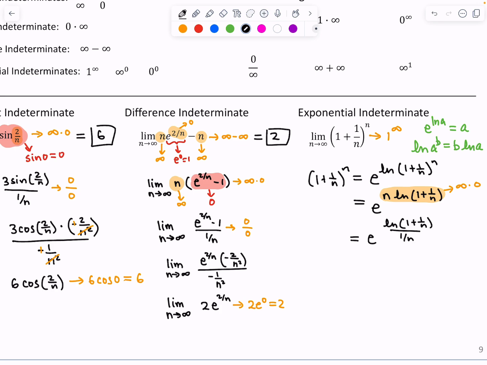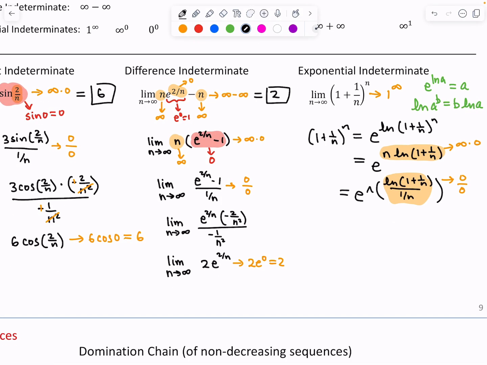And our exponent is starting to get a little unwieldy, so it can be helpful to do something like this and say e raised to the, and then just put all this in parentheses. As a function, this exponent now approaches a natural log of 1, which is 0, over 1 over infinity, which is also 0. So we can use L'Hopital's rule, and we can use L'Hopital's rule only on the exponent.